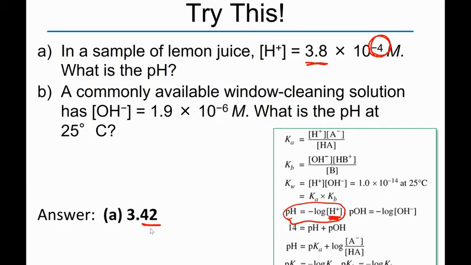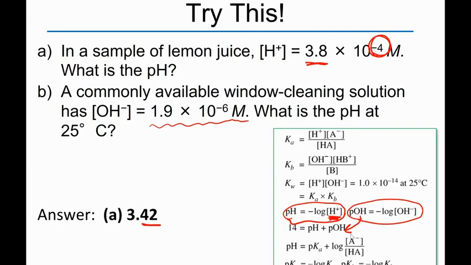The second question: a commonly available window cleaning solution has a concentration of hydroxide ion of 1.9 times 10 to the negative 6 molar. What is the pH at 25 degrees Celsius? So again, you can use this to calculate pOH and then subtract that from 14 to find the pH. Try that out, take a minute, pause the video, and see what you come up with.